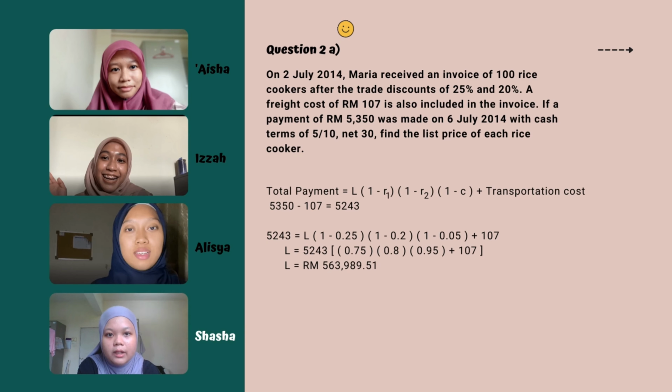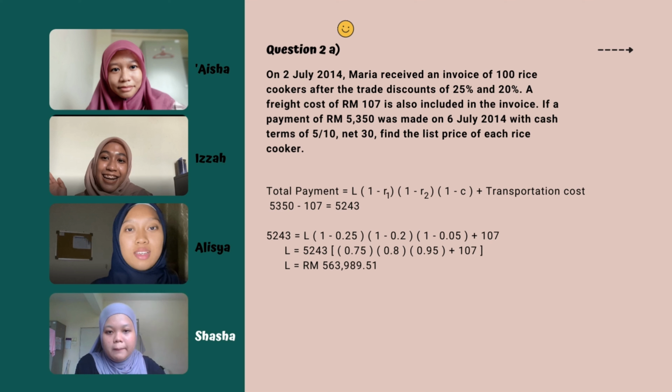The second question is, on 2nd July 2014, Maria received an invoice of 100 rice cookers after trade discount of 25% and 20%. A freight cost of 107 ringgit is also included in the invoice. If a payment of 5,250 was made on 6 July 2014 with cash term of 5/10, net 30, find the list price of each rice cooker.